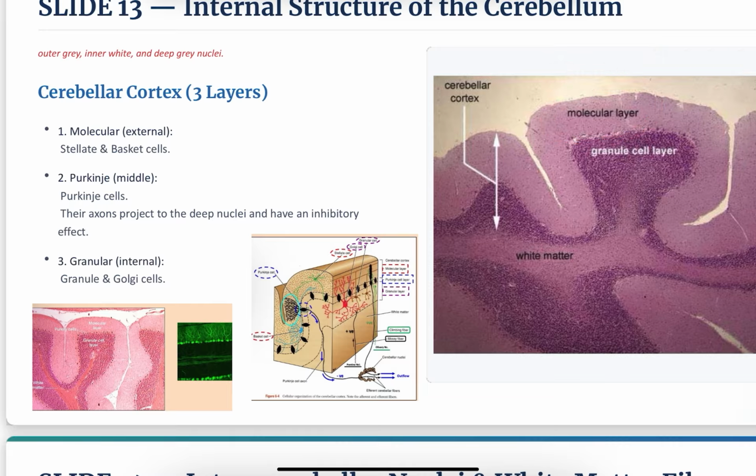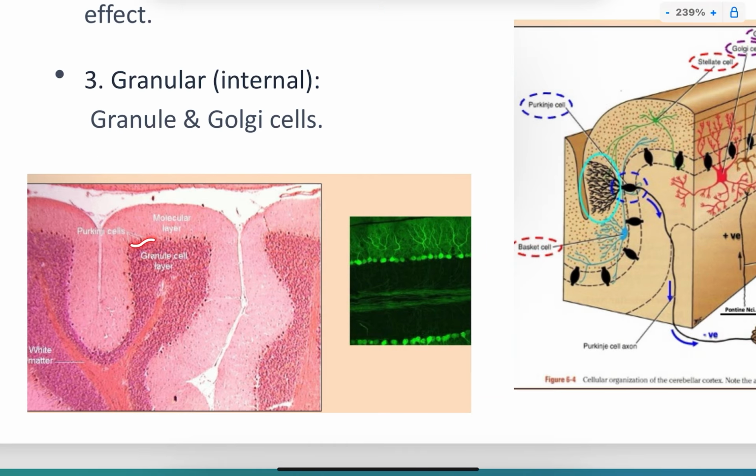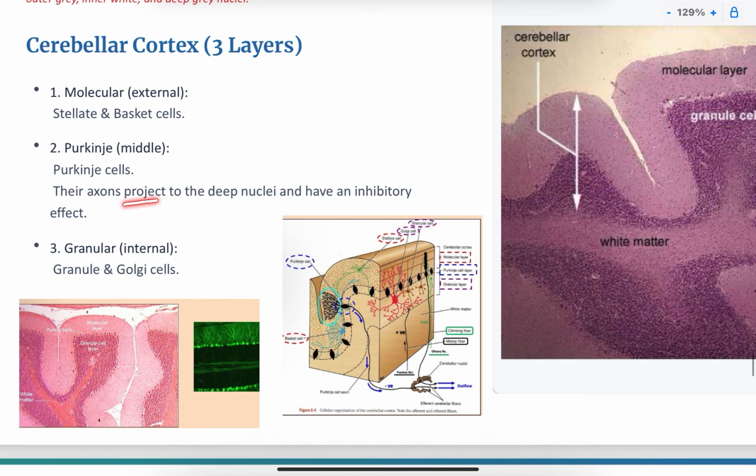The second one is the Purkinje layer, which has the Purkinje cells, and it's the middle layer. A very important point is that the axons of the Purkinje cells project to the deep nuclei and have an inhibitory effect. So very important to know that.